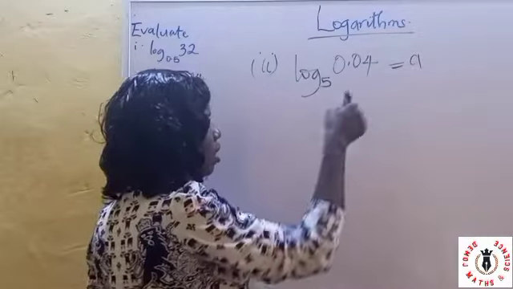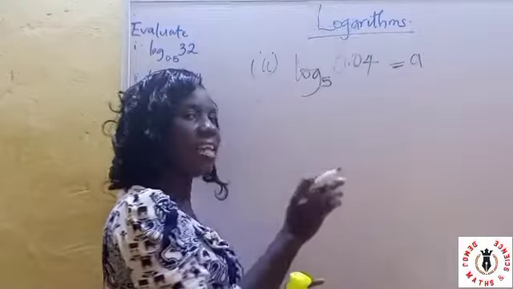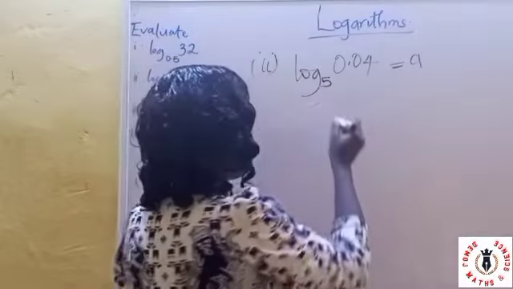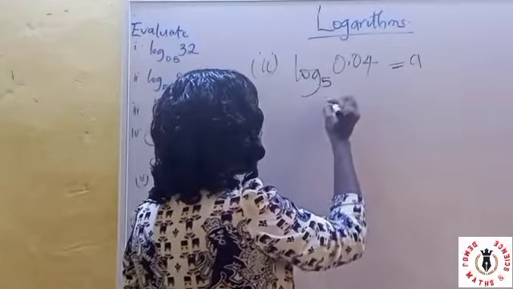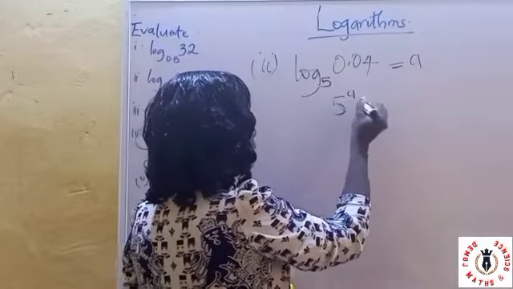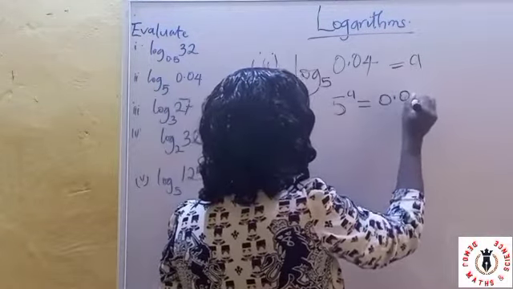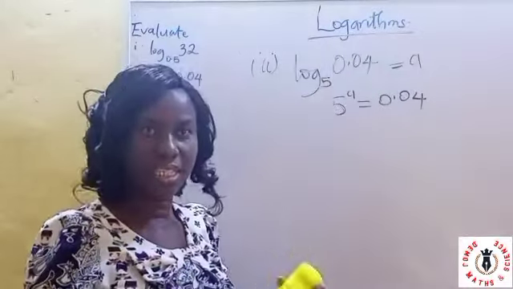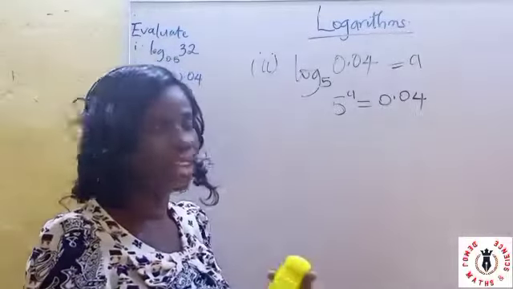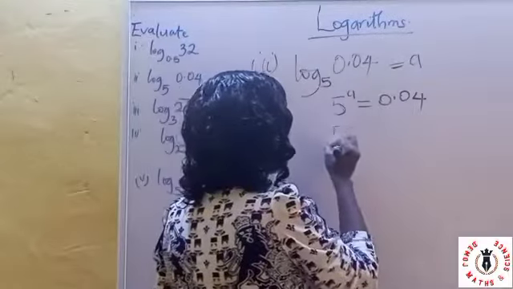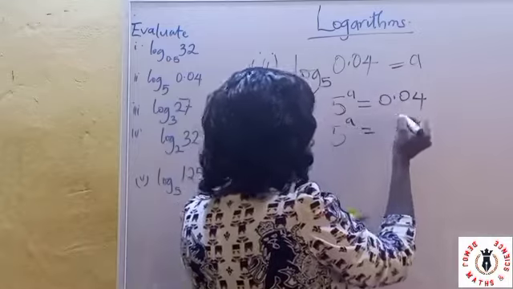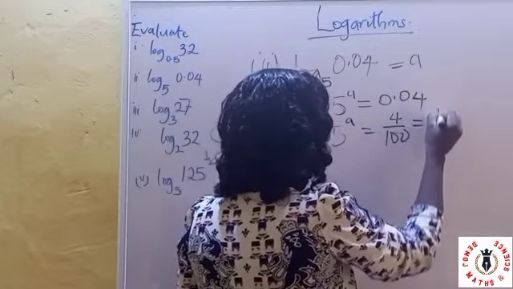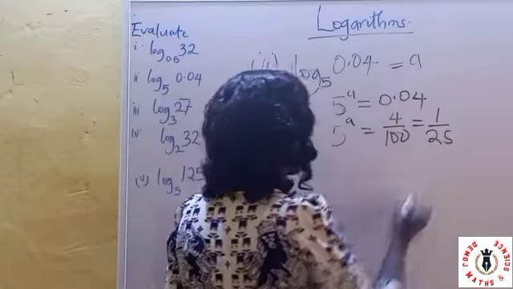And so with this, we can go on. Once again, rewrite in index notation. And when we do that, it simply means that 5 raised to the power of A is equal to 0.04. Remember, when you have decimal numbers like this, it is best we convert it to fractions. So if you're going to convert that to a fraction, we'll have 4 all over 100, which is the same thing as 1 all over 25.